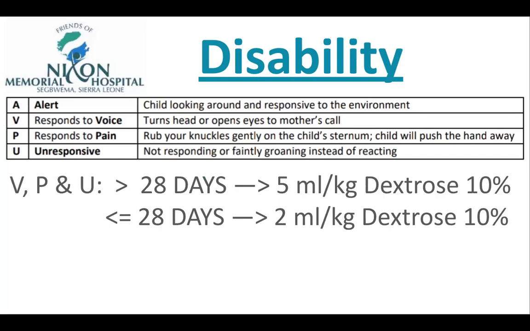So if the AVPU score is V, which is only response to voice, only response to pain, or unresponsive at all, for children older than 28 days, we'll give 5 ml per kilogram of dextrose 10%. And for children younger than or equal to 28 days, we'll give 2 ml per kilogram of dextrose 10%.